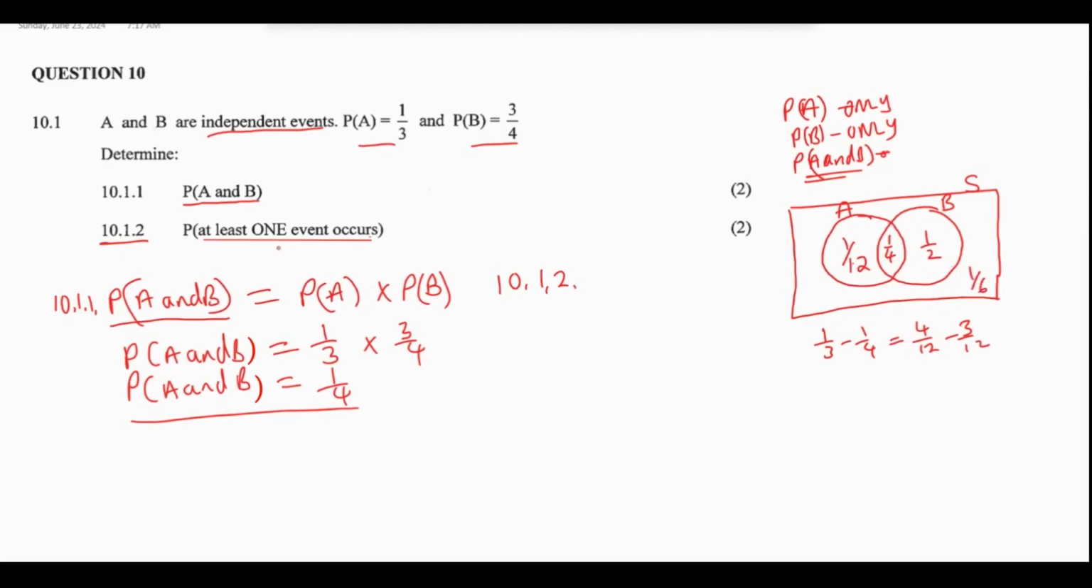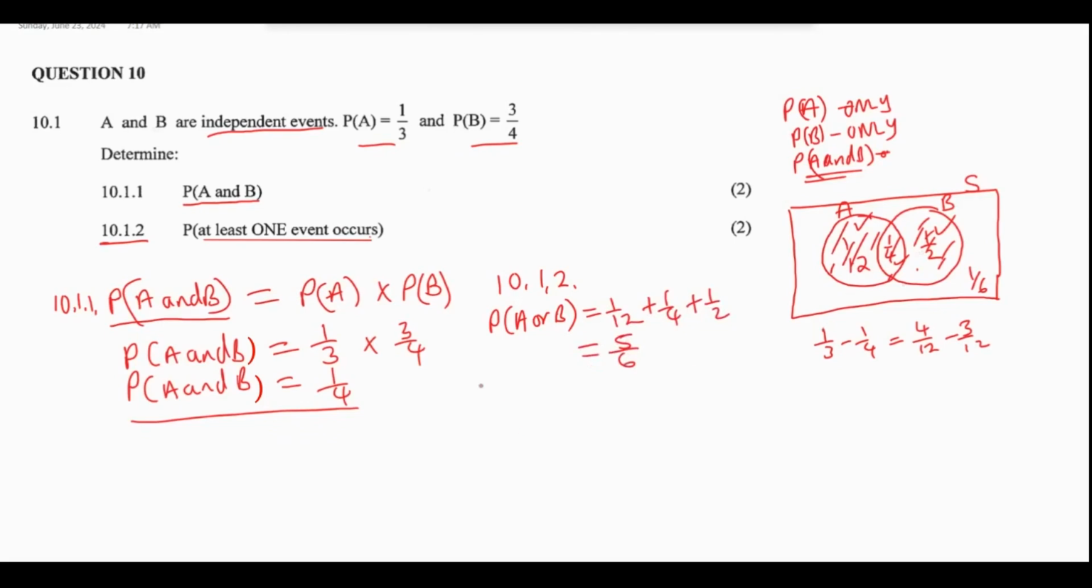What's the probability of at least one event occurring? So it can be A only, it can be A and B, it can be B only. So we just add these three. And then this section, if we check this, that is probability of A or B. That's probability of A or B, right? So we can add these and say 1 over 12 plus 1 over 4 plus 1 over 2. You add those, you will get what? You'll get 5 over 6.